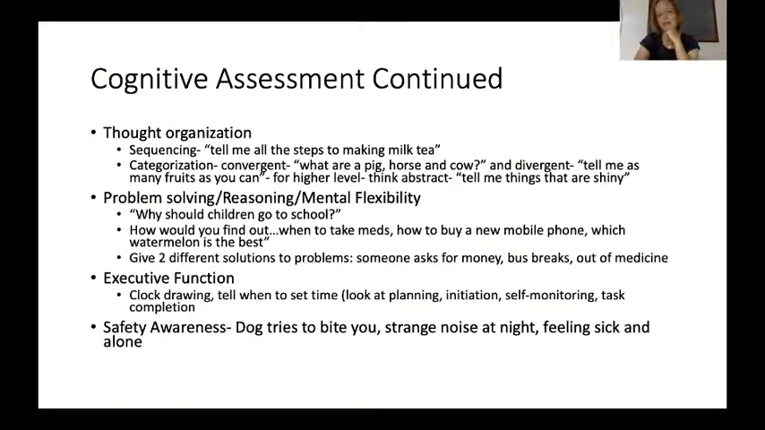Safety awareness is important. What do you do if you start to feel sick again and you're by yourself? Can they reason through, I've got paralysis now, I should call someone? Or do they say, I'll get up and go to the doctor? You won't be able to anymore because you had this injury. So can they know what to do in the current situation?